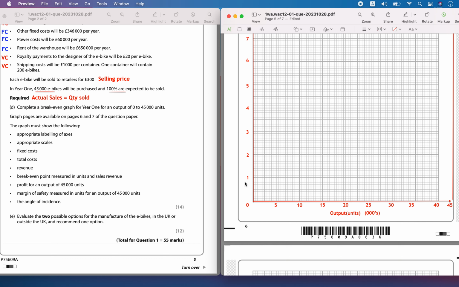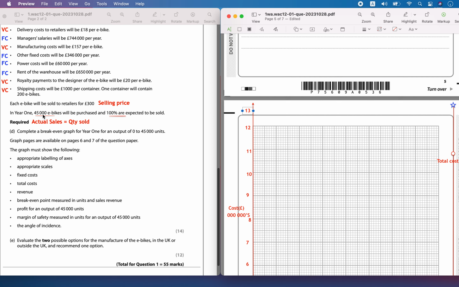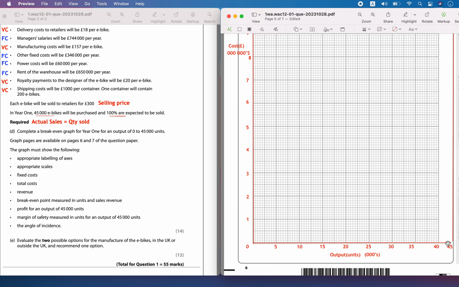So whatever value, like 1 represents 1 million, and the highest amount is usually the revenue. The revenue is usually calculated as 45,000 times 300, that is equal to 13.5 million. So that was the revenue that was calculated, which is why I have drawn till 13 units on the cost side. On the x-axis the maximum is 45,000, which should be the maximum number you indicate on the graph. So that's how you will partition the graph and start drawing.